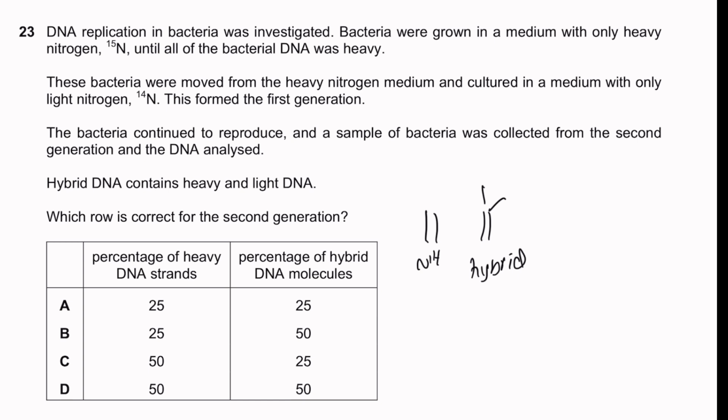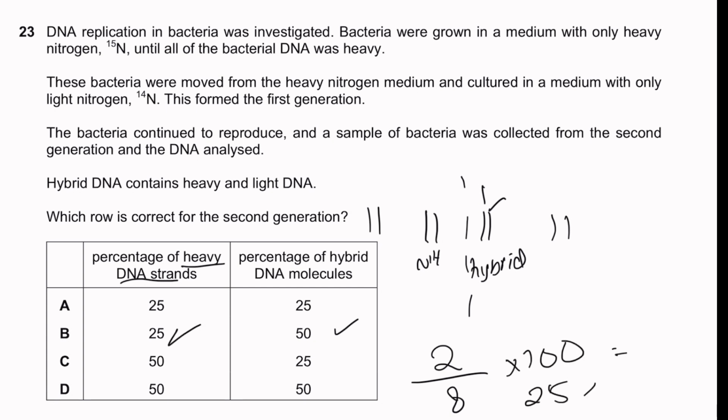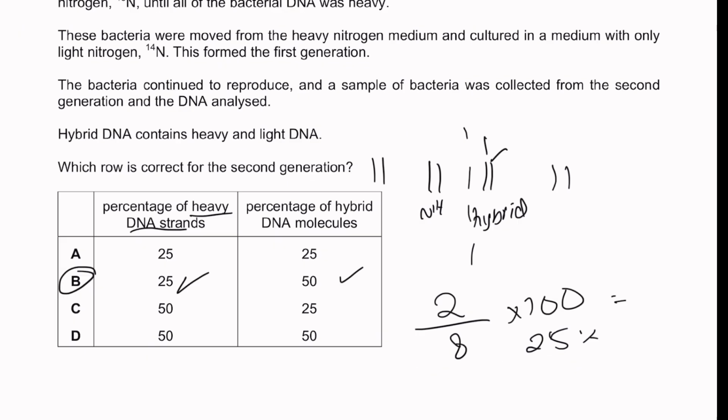That means that you're going to only have, if we have a total of this many strands that are half hybrid and half N14, then you're only going to have 2 hybrid out of 8 total strands, right? So the percentage of hybrid molecules, well, we have 50% are hybrid. The percentage of heavy DNA strands, which are N15, will only be 25%, because 2 over 8 times 100 equals 25%, and that's why the answer is B.